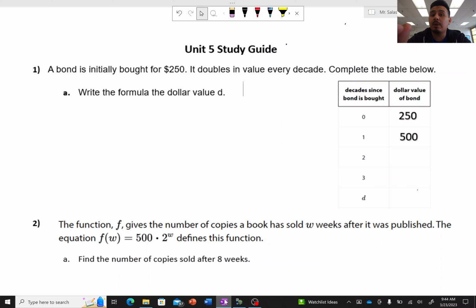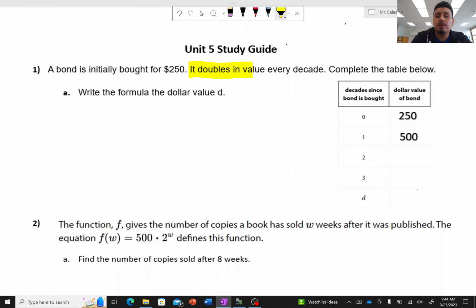Okay, perfect. So there's a couple of things I want to make sure I highlight. First of all, it's important that I know that this doubles in value every decade. What does doubles mean? Yes, you are correct. It means that we're multiplying times 2. Perfect. All right, so now it says complete the table.